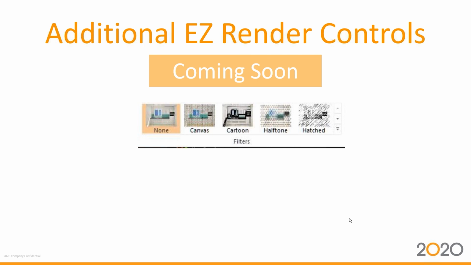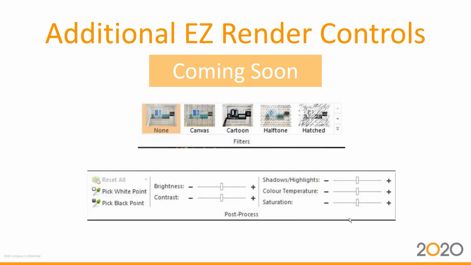Another control that's been asked for a long time now is these ones. These are post-process controls of your rendered image. So let's concentrate here on the right-hand side. You'll be able to set up the brightness, the contrast, the shadows, the highlights, the color temperature, and saturation.